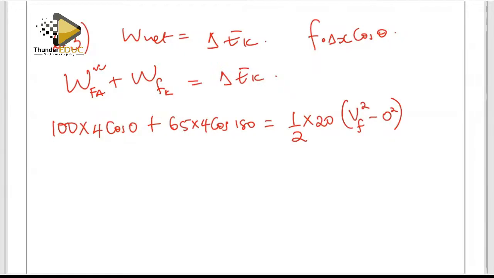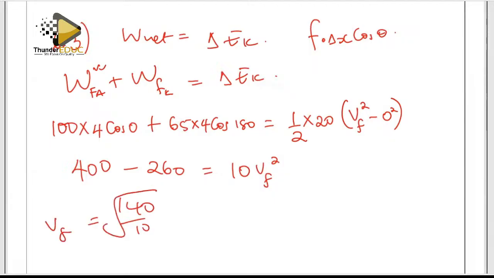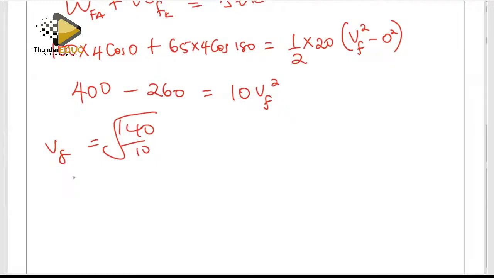So this is going to be 400. Then 65 times 4 gives me negative 260, which is equivalent to 10 V final squared. So 400 minus 260 gives me 140. I'm dividing it by 10, and then finding the square root to get my V final. The square root of 14 is 3,74, so I'm getting 3,74 meters per second.